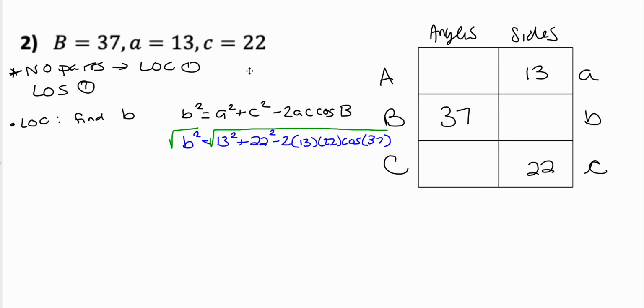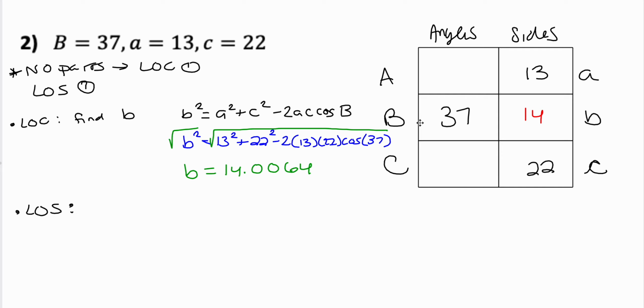So in my calculator, I'm typing the square root 13 squared plus 22 squared minus 2 parentheses 13 close, open 22 close, cosine of 37, and then close that parentheses. And I end up with b equal to 14.0064, and rounded to the nearest tenth, b is equal to 14. Now that we have a pair, that's when we can go into law of sines. So I'll use law of sines next.